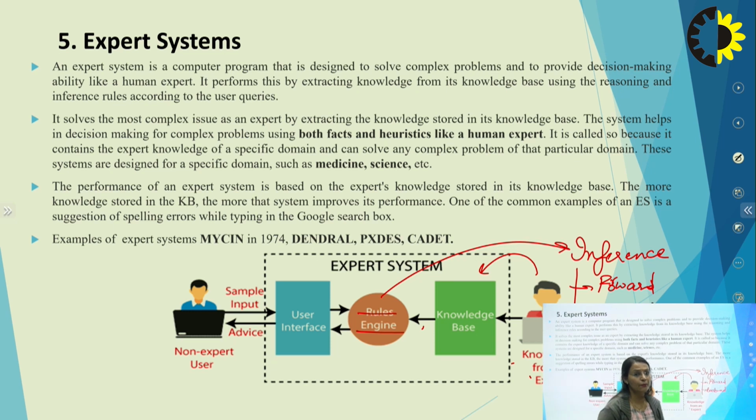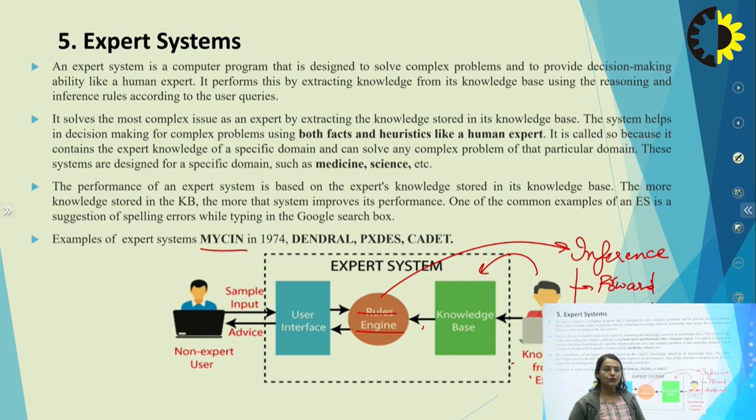The common example of the expert system is the suggestion of spelling errors while typing in the Google search box. Some other examples of expert system are Mycin, that I have already told you in the previous slides. That is the expert system that is used to give suggestions about bacterial infections. Some more examples are Dendral, PXDES, and CADET.